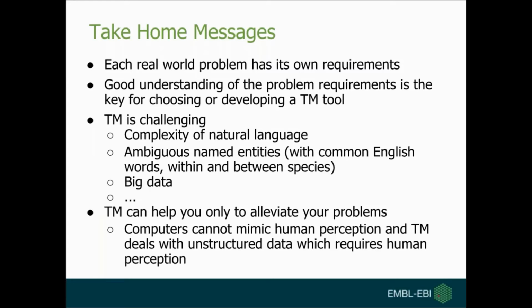Firstly, text mining deals with natural language, which is complex and unstructured. This data is ambiguous. For example, named entities are ambiguous with common English words within and between species. In addition, the literature has a massive volume, making text mining a big data problem. Therefore, text mining can help us only to alleviate our problems. Computers cannot mimic human perception, and text mining deals with unstructured data, which actually requires human perception.